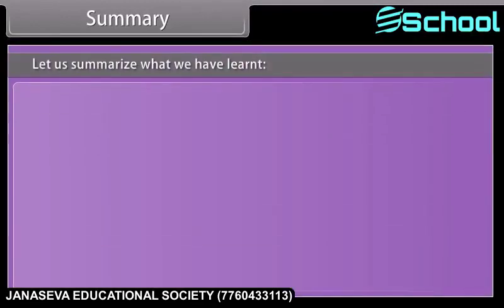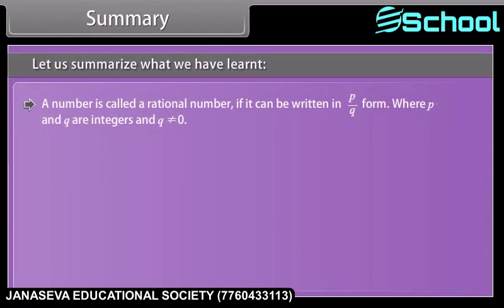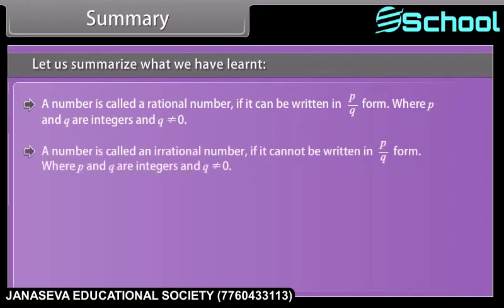Summary. Let us summarize what we have learned. A number is called a rational number if it can be written in P upon Q form, where P and Q are integers and Q is not equal to zero. A number is called an irrational number if it cannot be written in P upon Q form, where P and Q are integers and Q is not equal to zero.